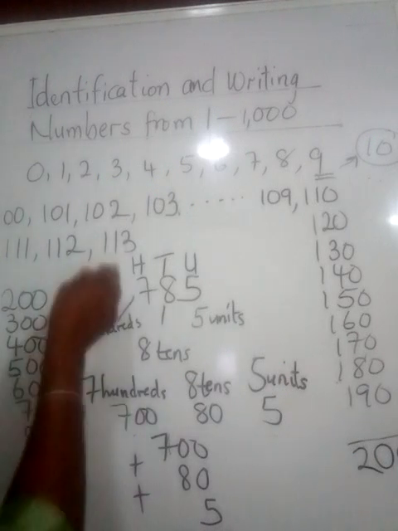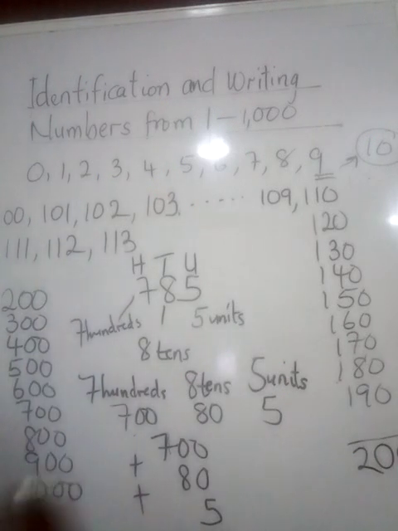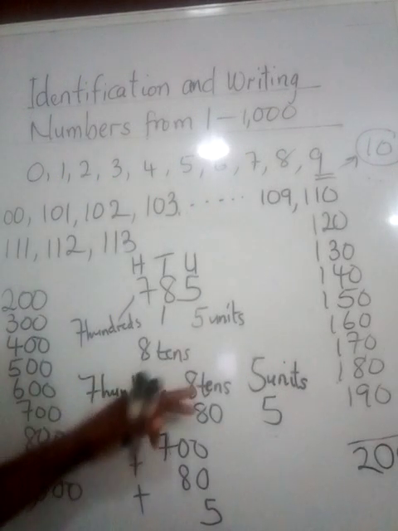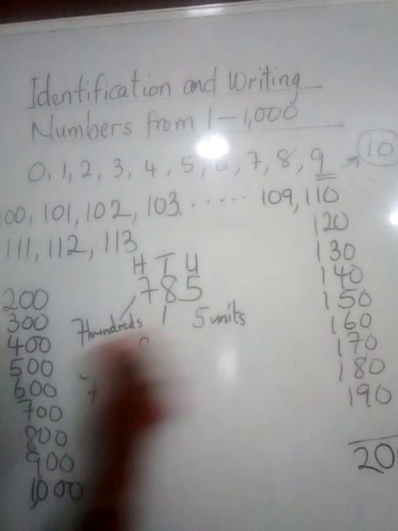785. So if you know the place value, it will help you to correctly name the numbers. Now I'm going to draw a place value chart for you.